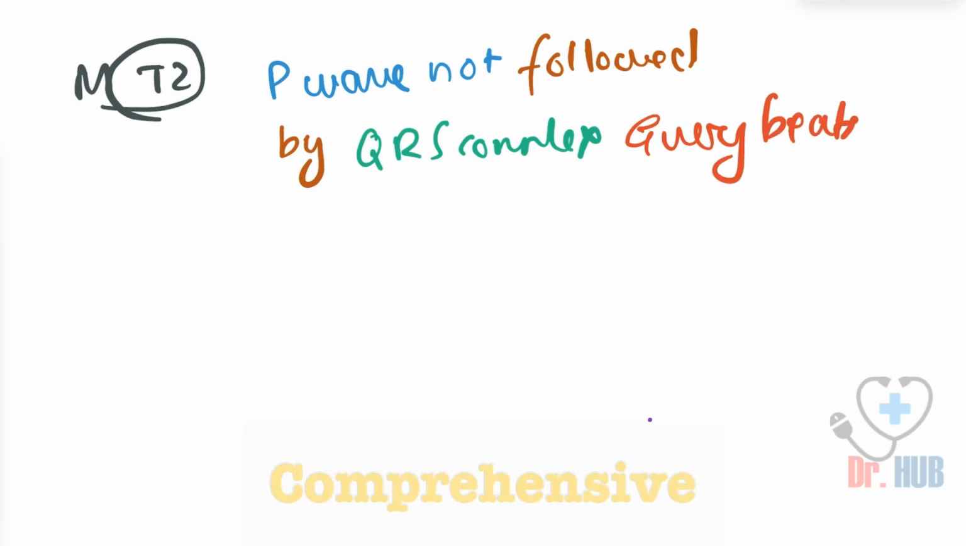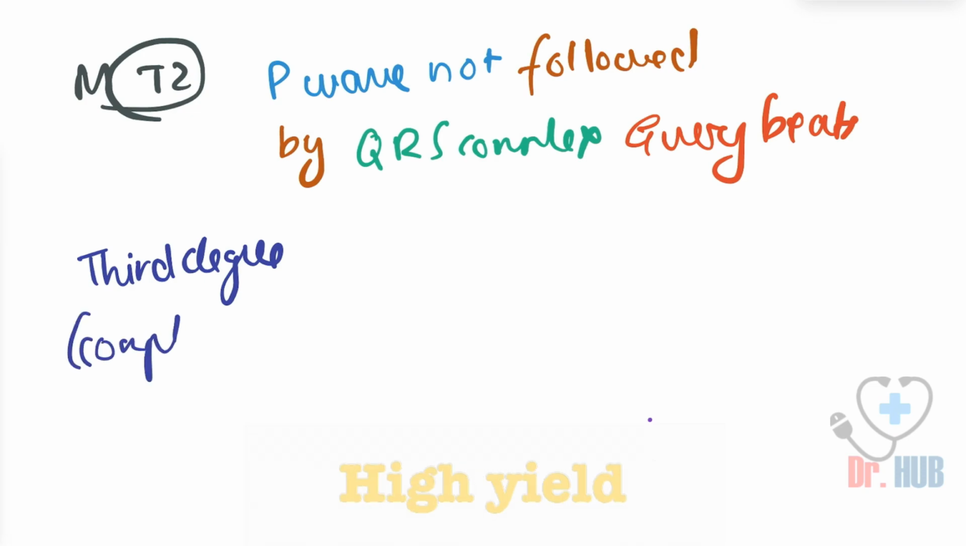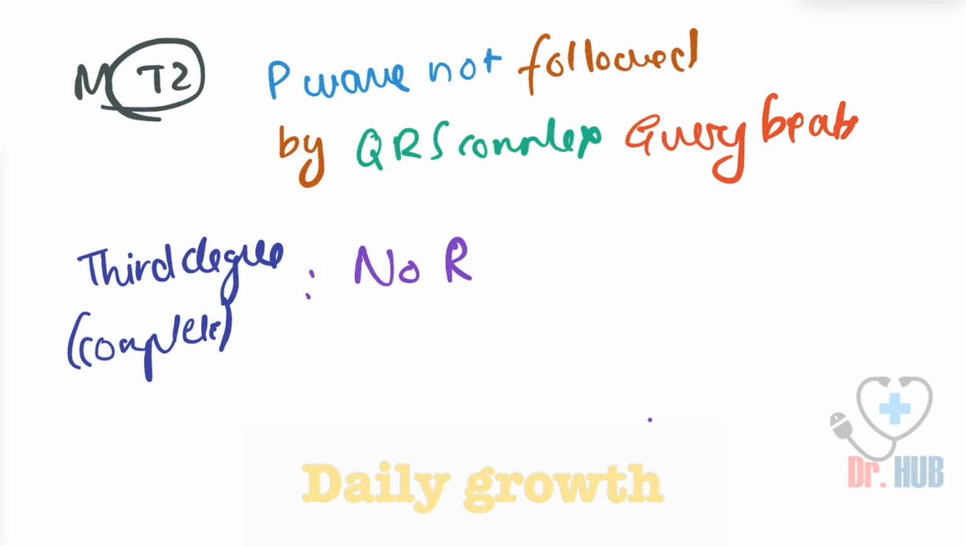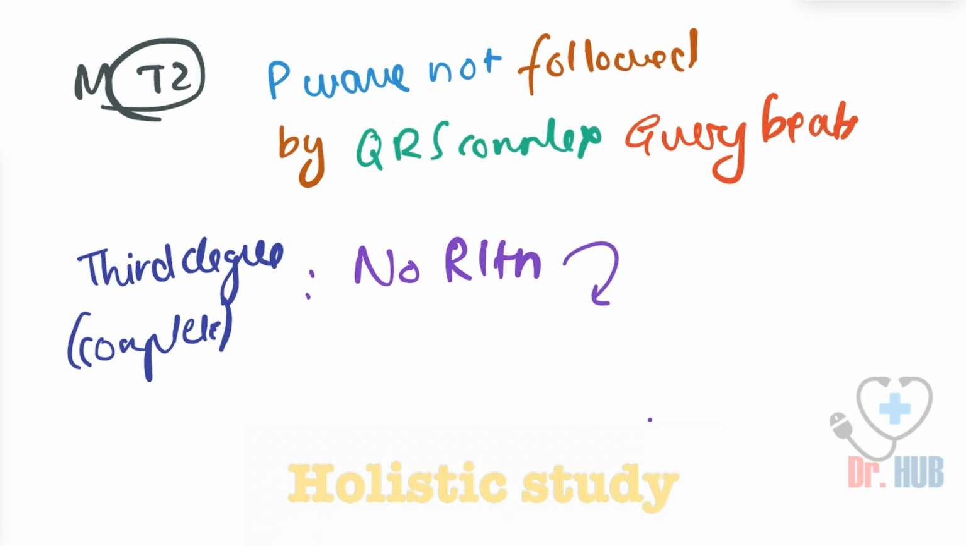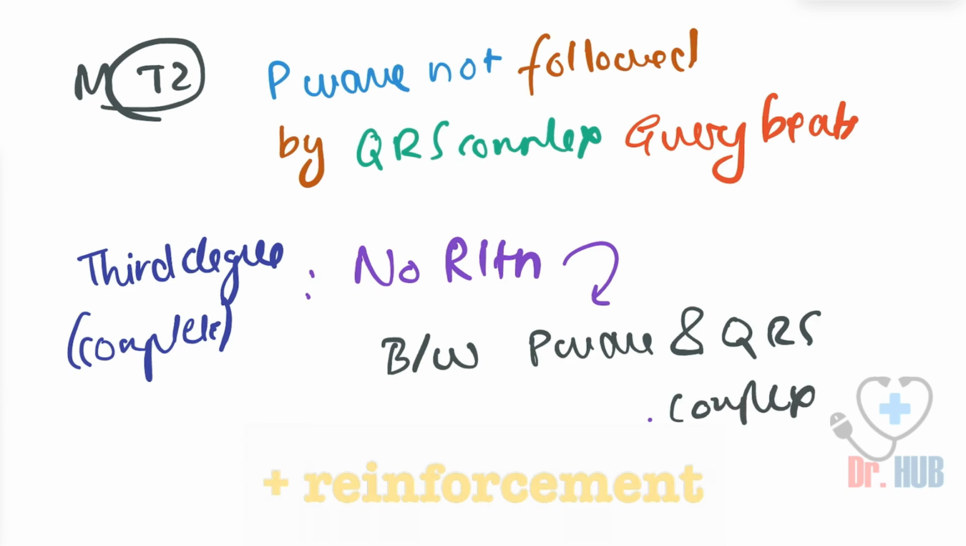Then we have the third degree, known as a complete heart block. In terms of complete heart block, there is no relation between the P wave and the QRS complex.